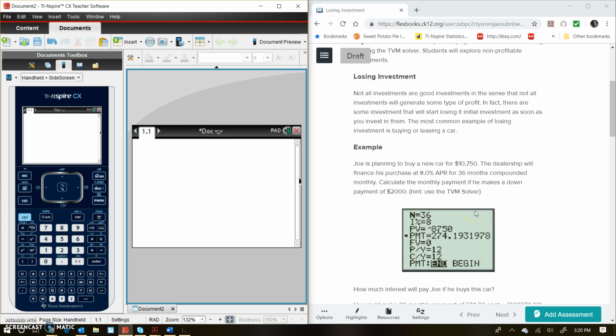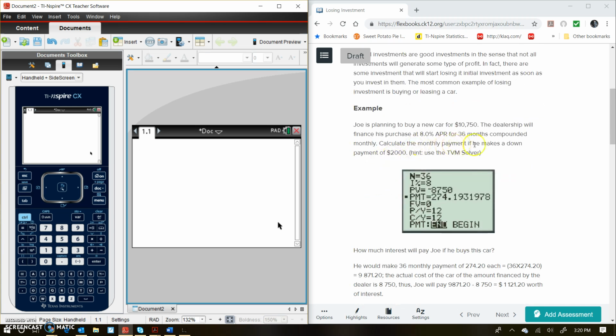We're also going to be using the TVM calculator, so we have a couple of examples that we want to go through here. So we have this guy, his name is Joe. He likes buying new vehicles all the time. I don't know why, but he just loves it. So the dealership will finance his purchase at 8% APR for 36 months. This means it's going to take 3 years to pay off the debt, compounded monthly.